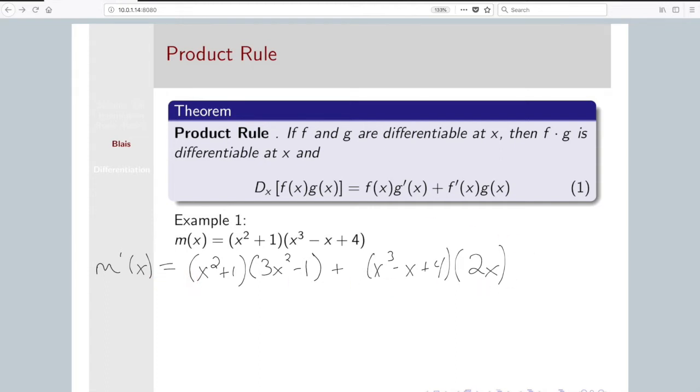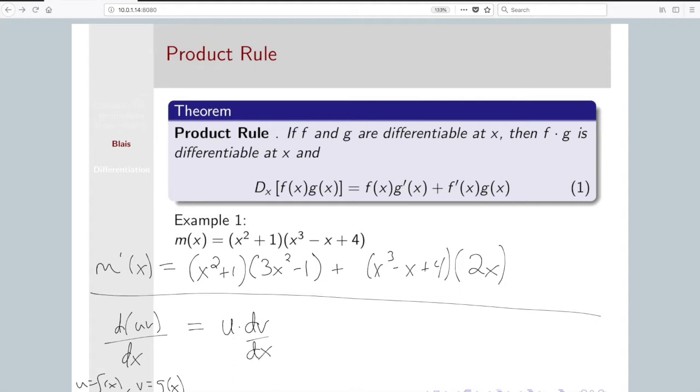Before we derive it, let's also write it another way. Another way we often write it uses differential notation. If we have the derivative of the product of functions u and v, think of u as our f of x and v as our g of x. Then we write this as the first times the derivative of the second, dv dx, plus the second times the derivative of the first, du dx. This is the same rule as written here, just with different notation.